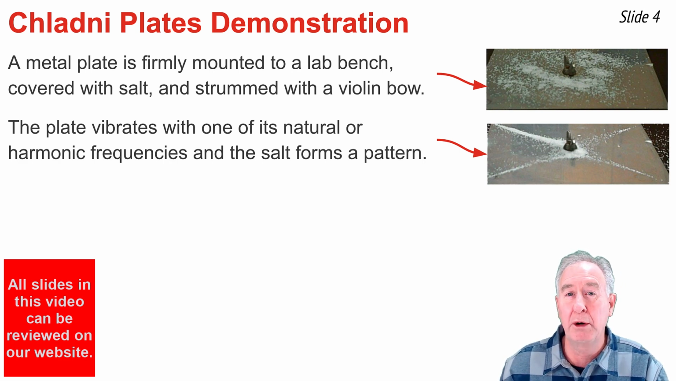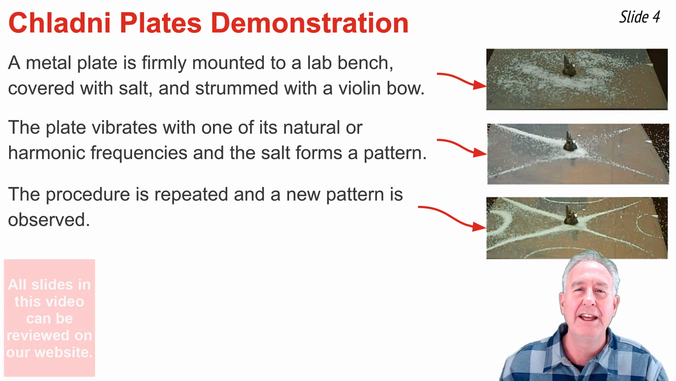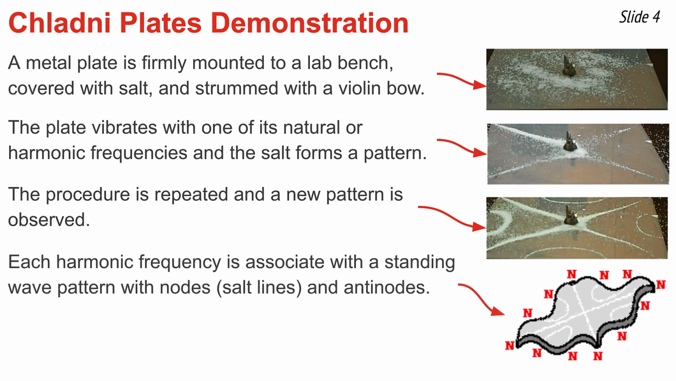If you take your violin bow and strum it a second, third, fourth, or fifth time, you can often observe different patterns of salt lines within the plate. Each one of these patterns is known as a standing wave pattern with nodes and antinodes. Each grain of salt will vibrate until it settles along a node. We can imagine that in between every node is an antinode that's vibrating wildly from a large positive to a large negative displacement. The salt would never settle there, but instead is vibrated off of those antinodes and settles along the nodes, forming a line of nodes along the two-dimensional plate.